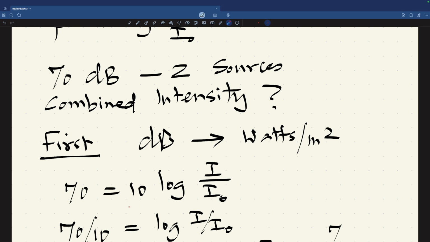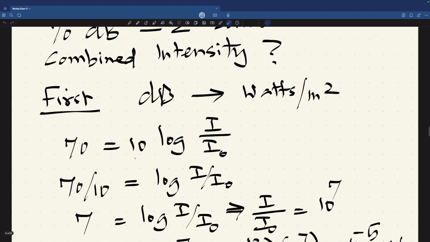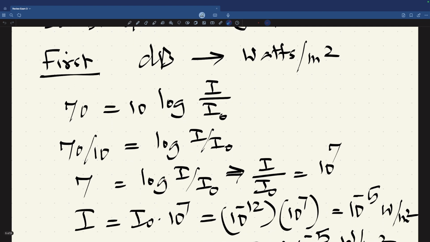So 70 is 10 log I by I naught. Now divide both sides by 10. So that gives 70 by 10. 70 by 10 is equal to log I by I naught. Okay? 70 by 10 is 7. So the left side is 7. Not done anything on the right side. And then is the important part.